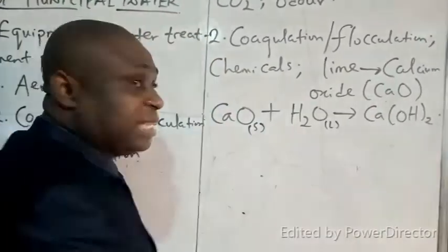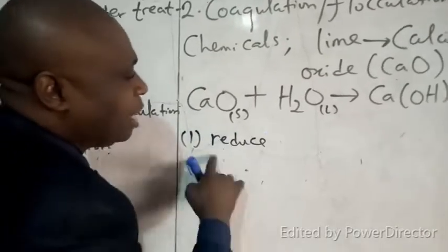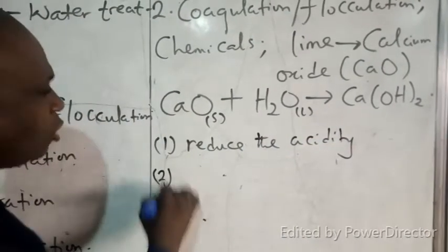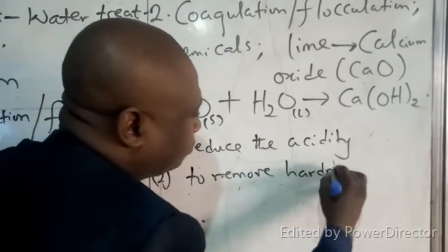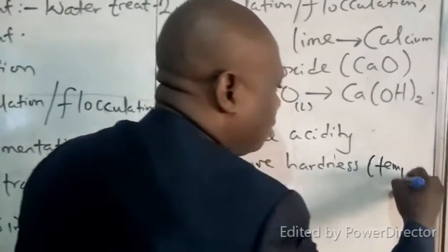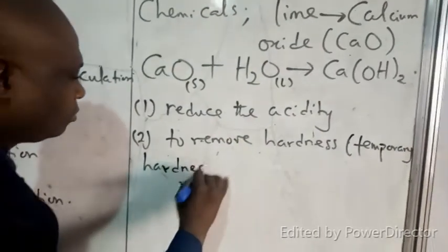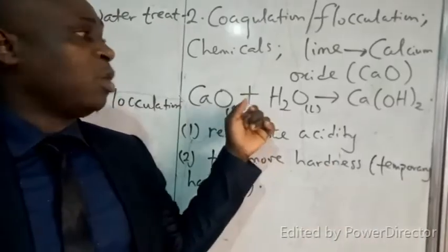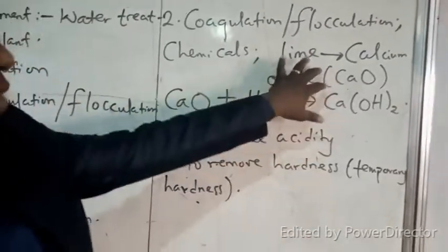Now, it is added for two reasons. One of the reasons is that it is used to reduce the acidity. Then the second reason is to remove hardness. In this case, the hardness that we are looking at is temporary hardness. Now, if you recall, under removal of temporary hardness of water, this was one of our methods of removing the temporary hardness of water. Okay, so that is one of the chemicals that is added.